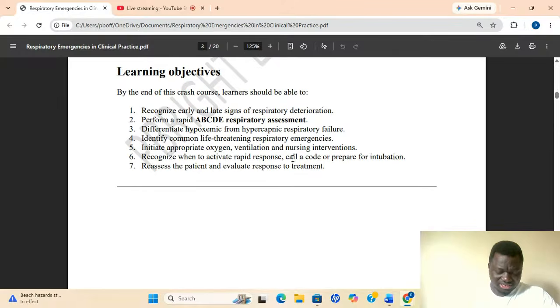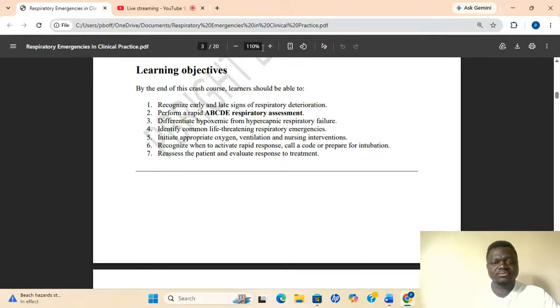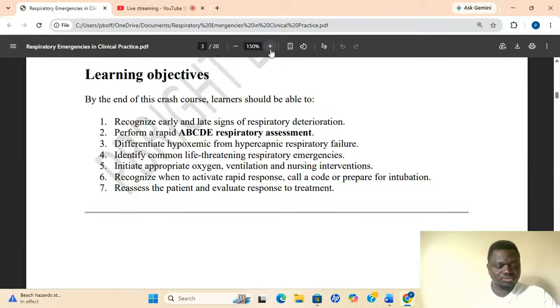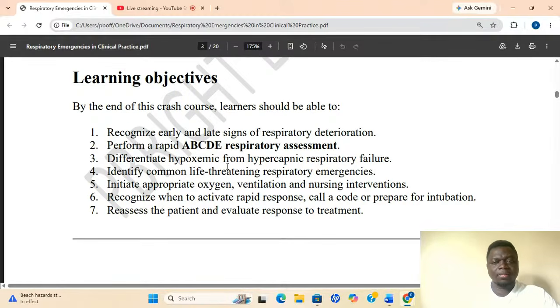So let's start everything. By the end of today, everyone, including me, will be able to recognize early and late signs of respiratory deterioration. You will also be able to perform a rapid ABCDE respiratory assessment.